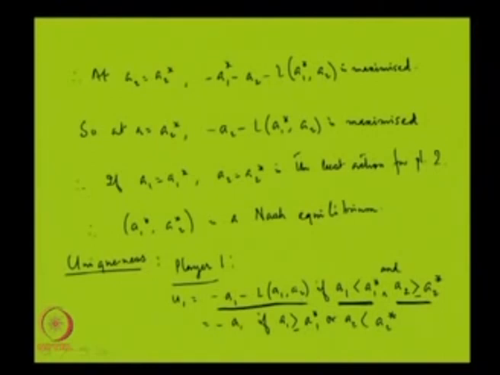The answer is no. If he takes an action more than a1 star, the optimal thing for him to do will be to set a1 equal to a1 star. So, he can never set an action which is greater than a1 star. At most it can be a1 star, and it is possible that he takes an action which is less than a1 star. It may happen that if a2 is greater than a2 star, at some value a1 less than a1 star, this function is being maximized. That is possible. But what is being ruled out is that if a2 is greater than a2 star, a1 can be more than a1 star.